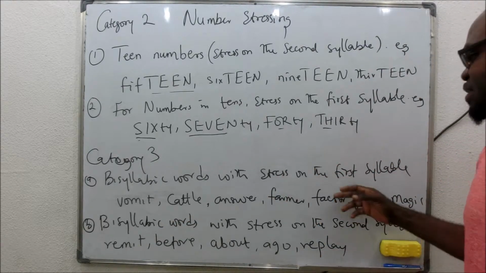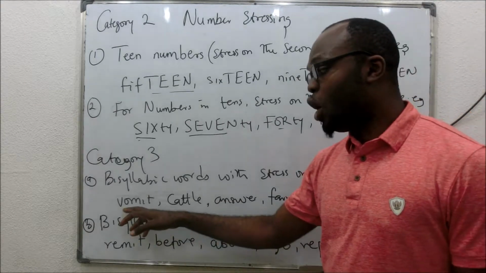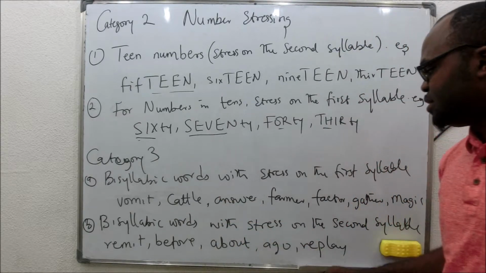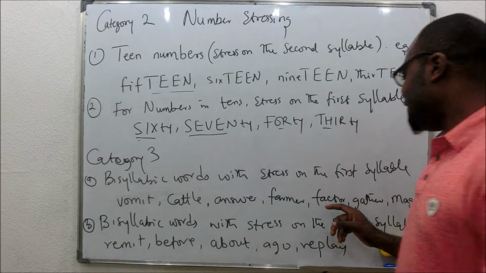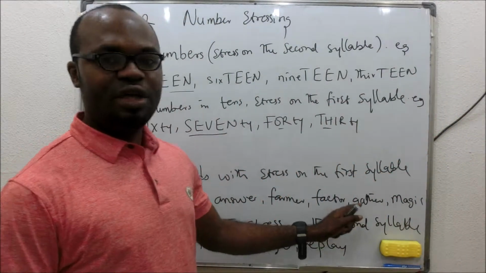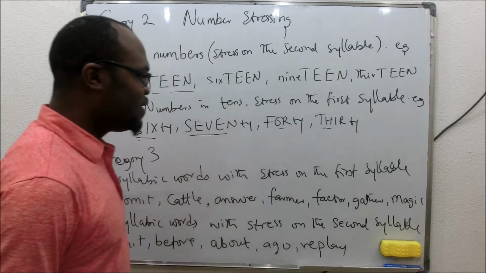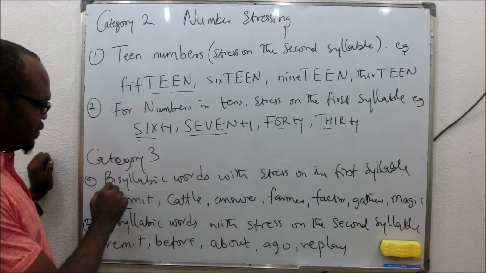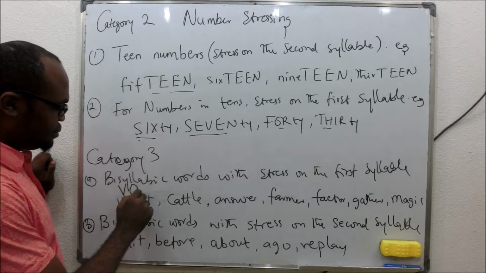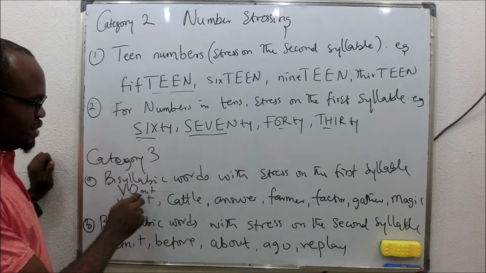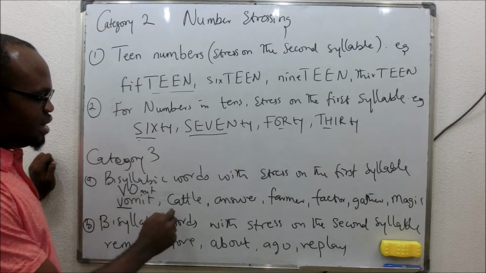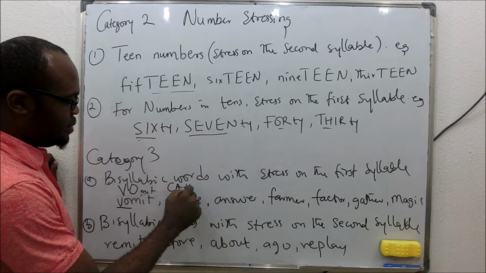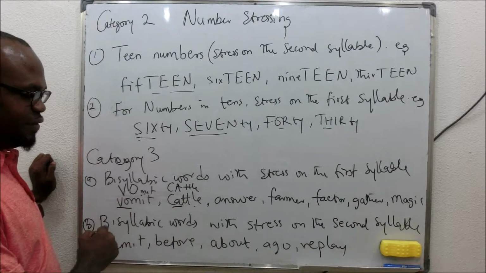Words that you stress on the first syllable are words like vomit, candle, answer, farmer, factor, gather, magic. All these you stress on the first syllable. Vo, that's where the stress is. So this should be written as VO-mit, because the stress is on the first syllable. Can-dle. The stress is on this first syllable.